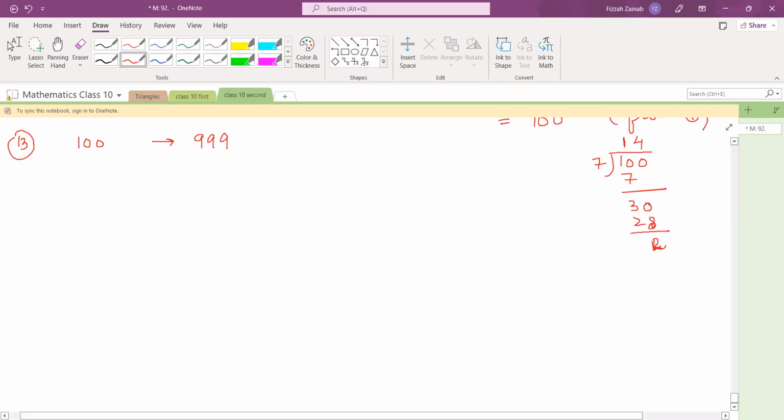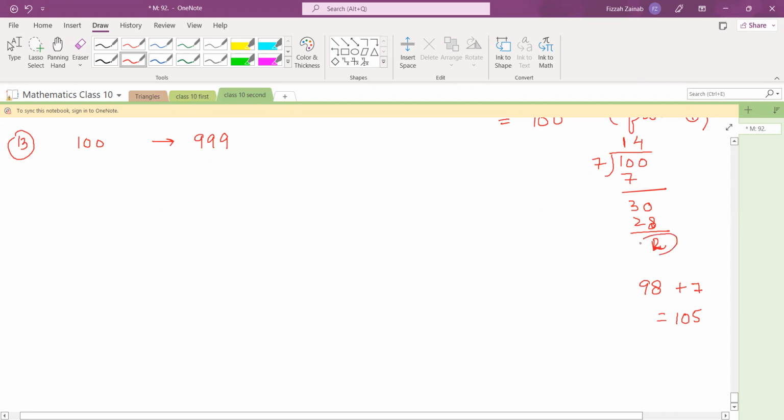That means 100 minus 2, that means 98, is actually divisible by 7. Correct? Then the next number will be 98 plus 7, so 98 plus 7 is equal to 105. So 105 will be the first 3-digit number which is divisible by 7. Is this understood? Hamna, is this fine?